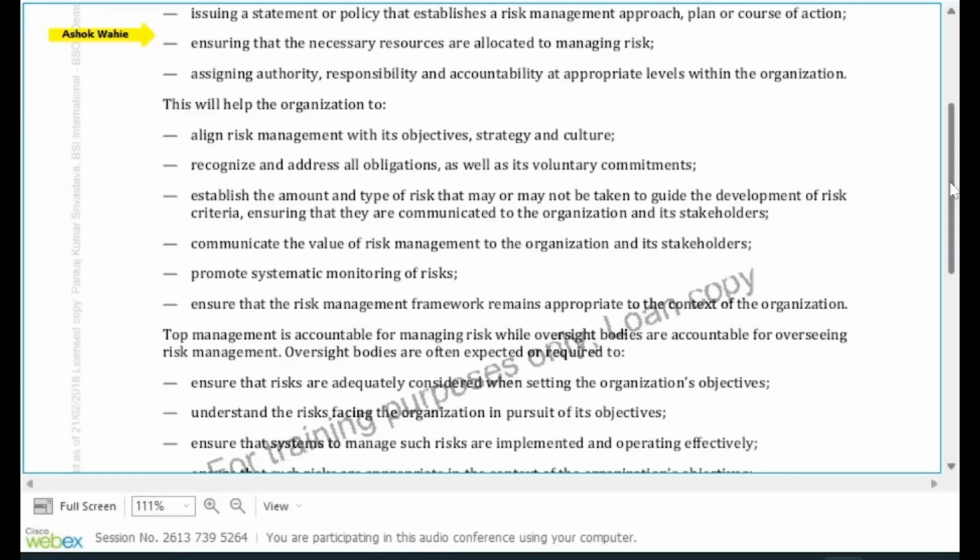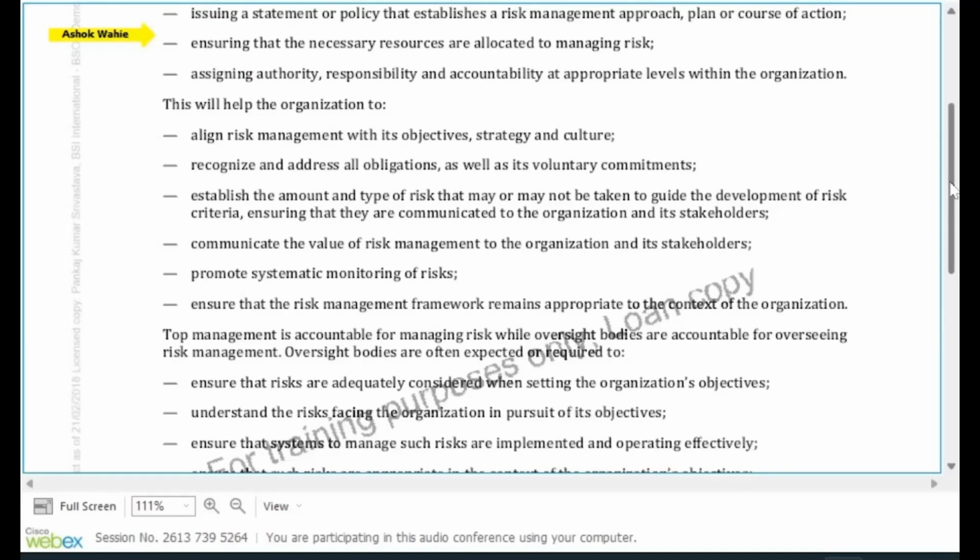Then, when we are going to establish the risk management framework, we need to understand and recognize our obligations: our contractual obligations, our obligations to our interested parties, and our voluntary commitments, for example, commitment towards health and safety, ethical behavior, and anti-bribery.